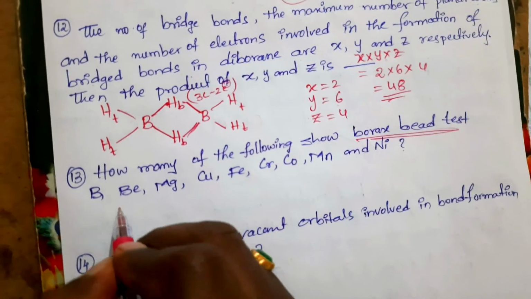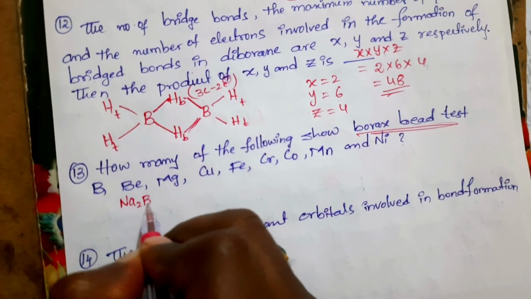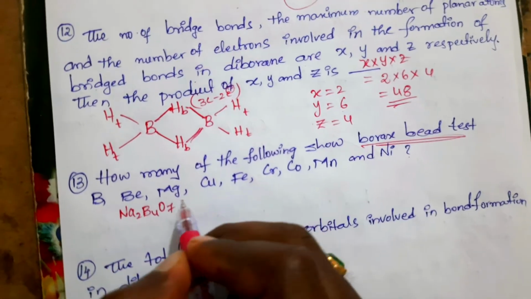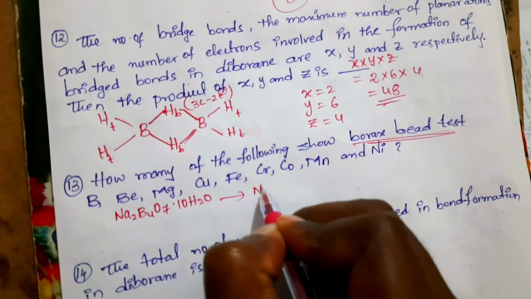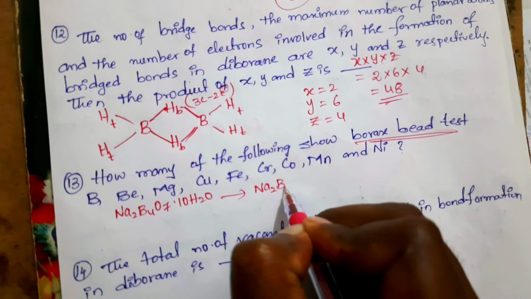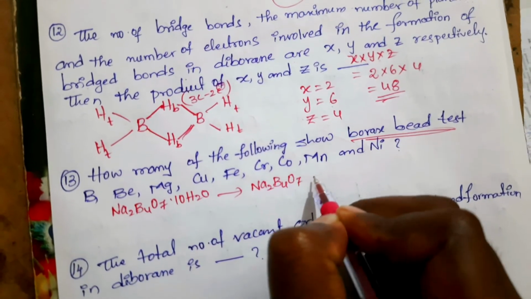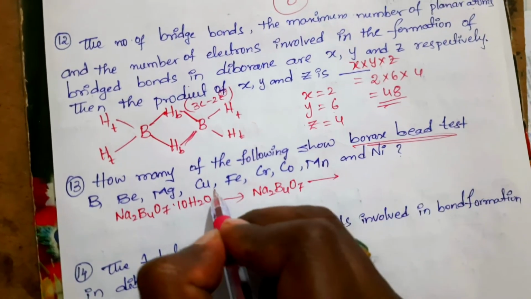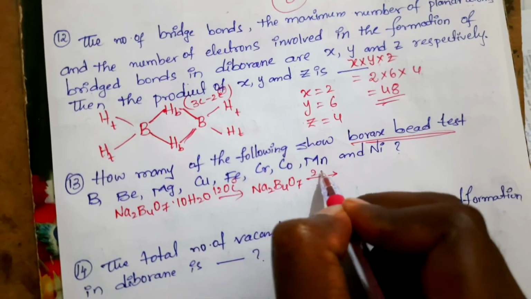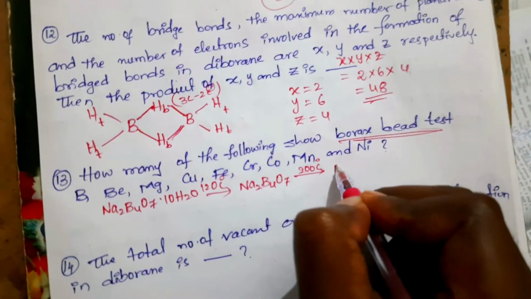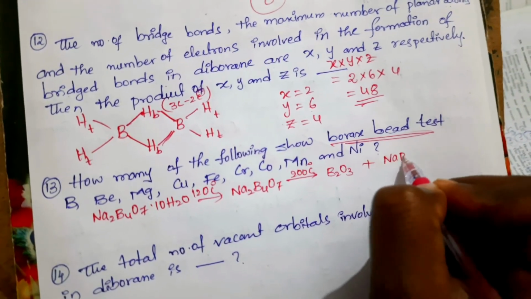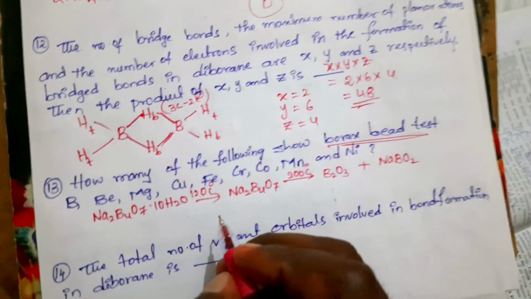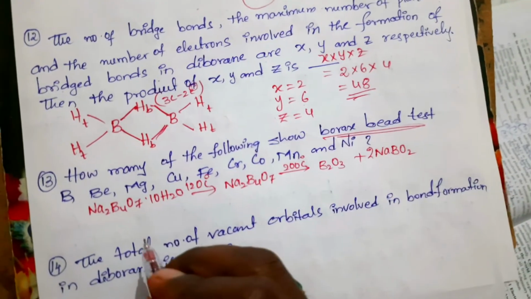Next one, how many of the following show the borax bead test? So what is the borax bead test? Whenever borax, Na2B4O7·10H2O, is heated, first we get the glassy borax, Na2B4O7, by loss of water molecules till 120 degrees Celsius. Upon heating to 200 degrees Celsius, we will get boric anhydride B2O3 plus sodium metaborate, 2 moles of NaBO2.